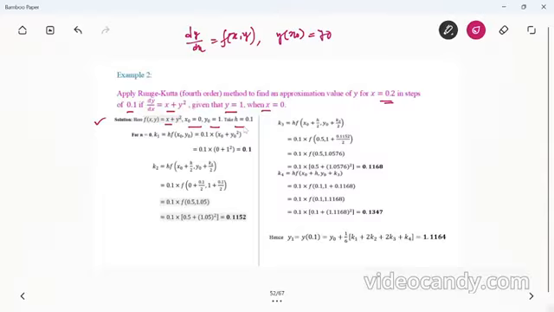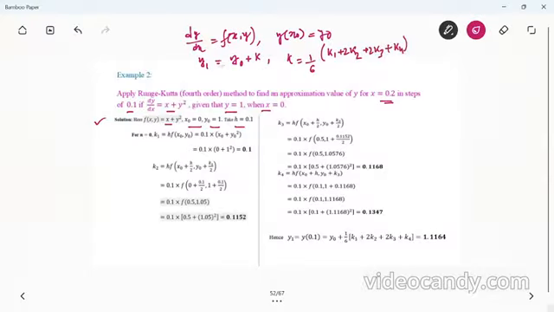Now for the Runge-Kutta method of order 4, actually we will solve the differential equation. We are getting y1. y1 should be y0 plus k, where k is 1/6 (k1 plus 2k2 plus 2k3 plus k4).